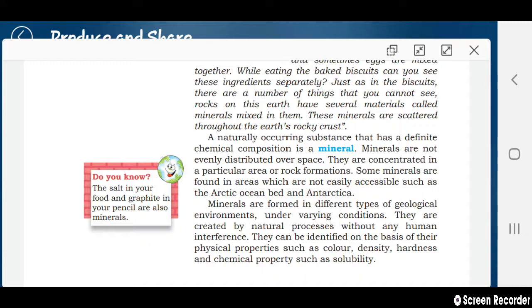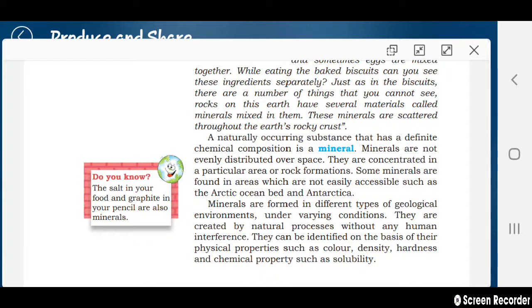A mineral is a naturally occurring substance that has a definite chemical composition. Natural means it is formed by nature. Minerals are not evenly distributed over all space. They are concentrated in a particular area or rock formation.